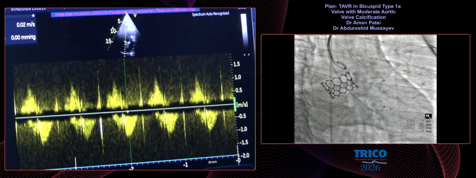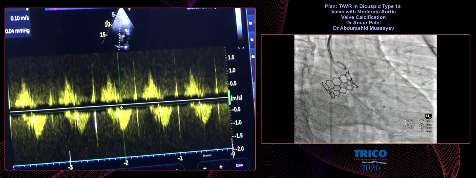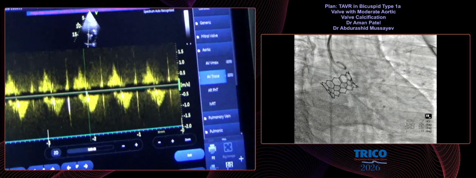Can this camera come back a little bit? We're not seeing the valve. Can you come back? Focus on the whole screen.